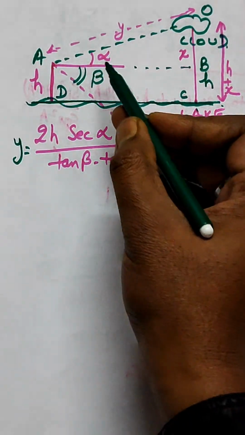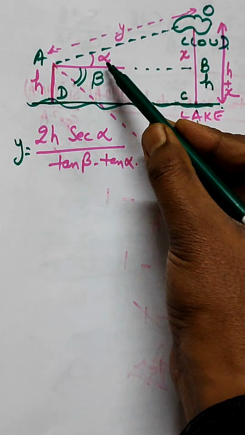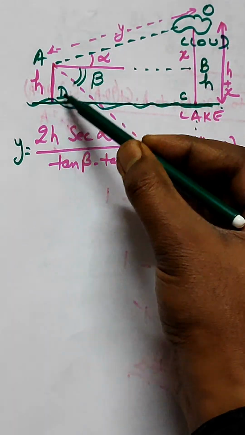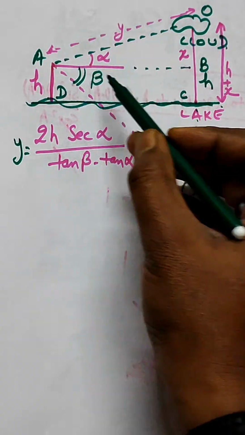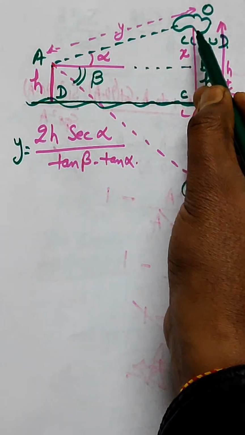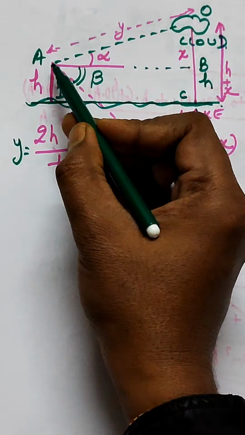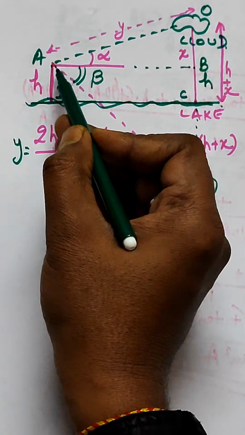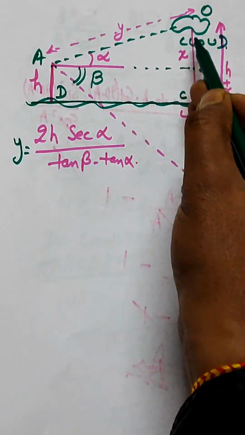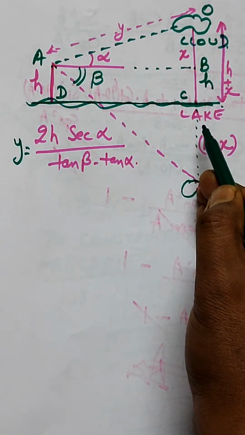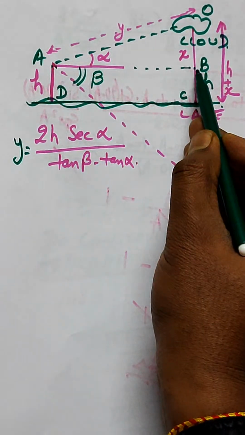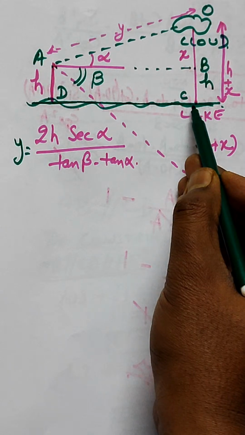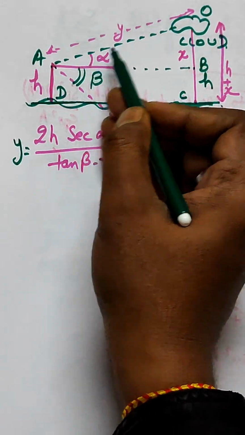Now we know that these two angles are given and this h is given. These are the only three data given to us. Now consider this triangle ABO. Here you can see AB is the distance or separation from the point of observation to the vertical line which is forming. So here AB is the distance. Similarly, DC is also the same distance. So consider the triangle AOB.